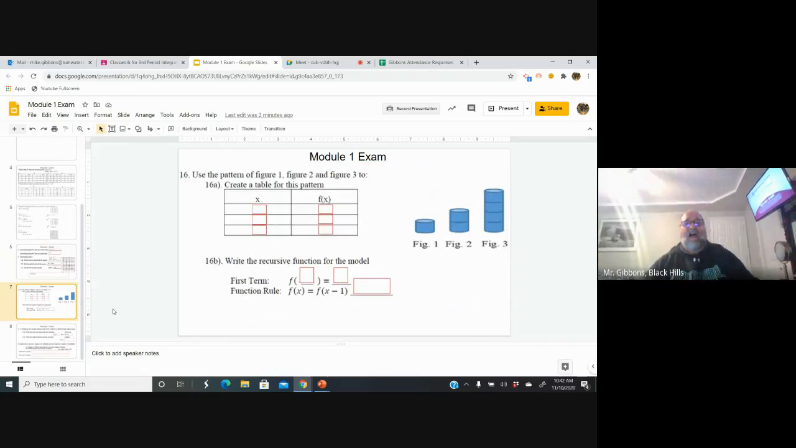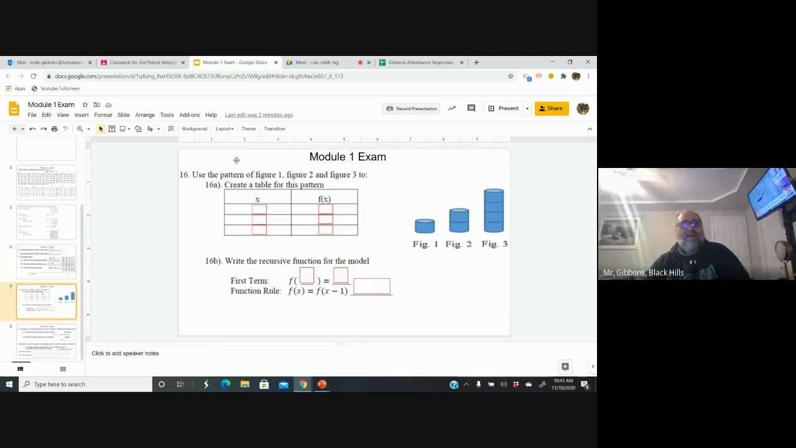Next slide. Now, you guys, everybody, I think everybody that took this test, I did have a few people that haven't tested yet, got this slide right. And I was thrilled. All right. Tells me you're an expert on looking at a diagram and creating a table and then a recursive formula. And that's a biggie in this unit right here.